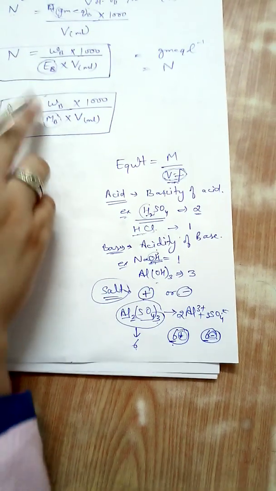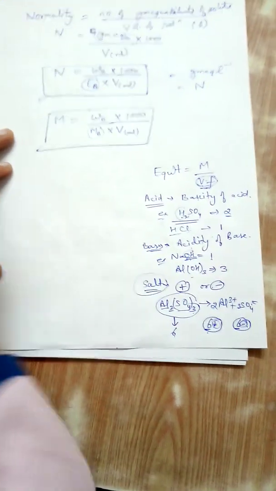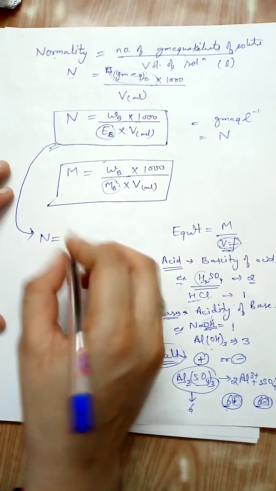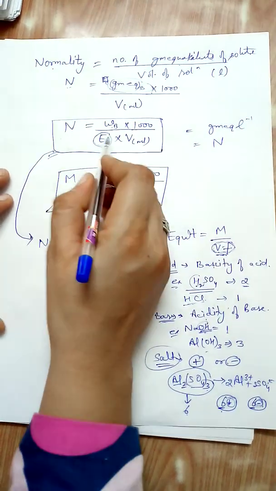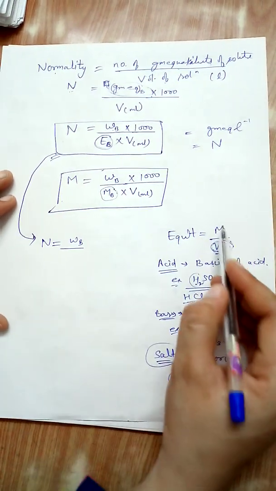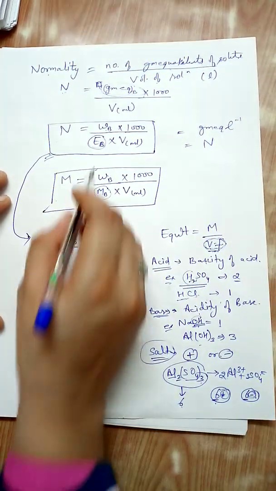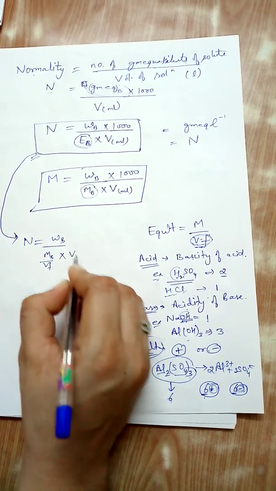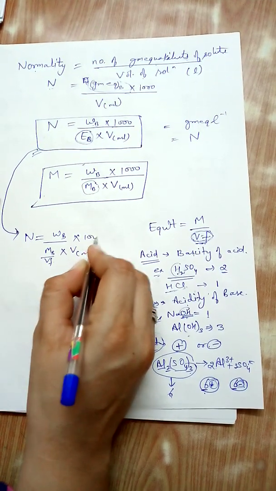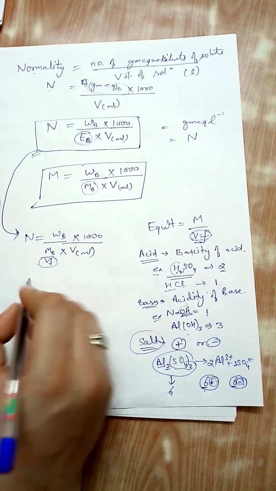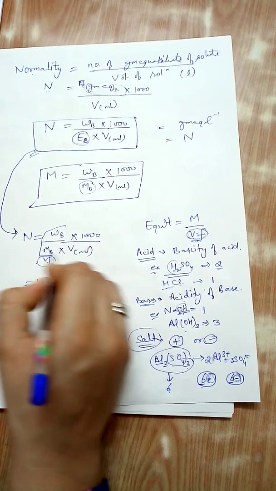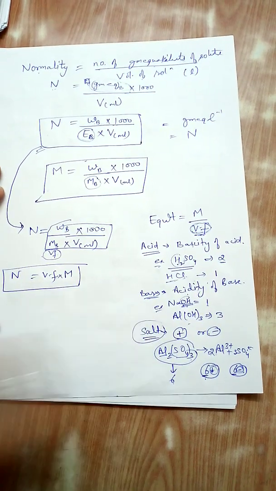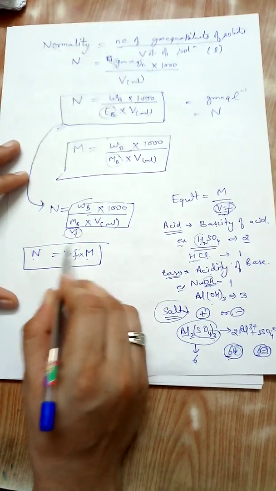So now we can compare this normality and molarity. How? In the formula of normality, we will write normality is W_B. In place of this equivalent weight, we will write molecular weight by valency factor. So molecular weight by valency factor, this volume and this 1000. Now this valency factor will come here, and the rest of the thing becomes molarity. So here we got this formula that normality is molarity into valency factor.